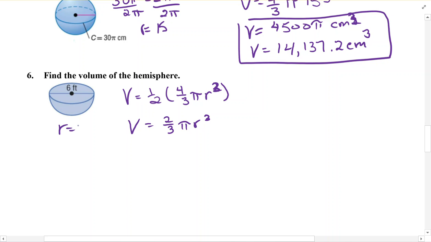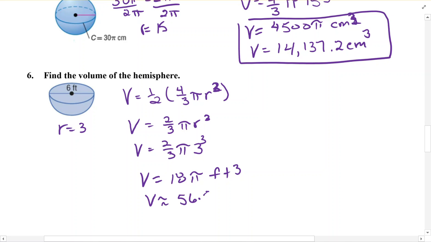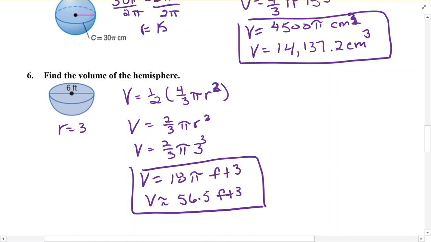The radius here is 3 feet, so volume equals 2/3 pi 3 cubed. We then have the volume is 18 pi feet cubed. Multiplying 18 by pi, we have volume is approximately 56.5 feet cubed. And that concludes our lesson for 12-6.